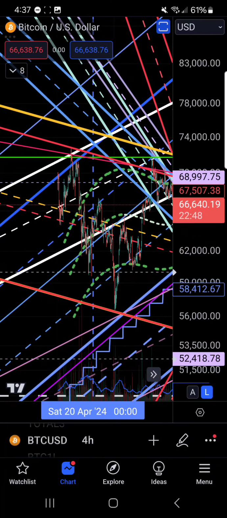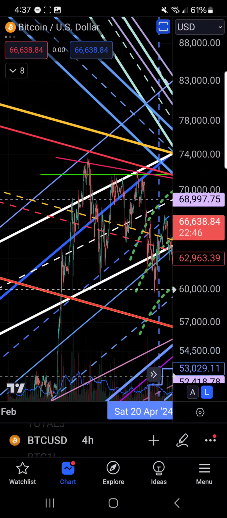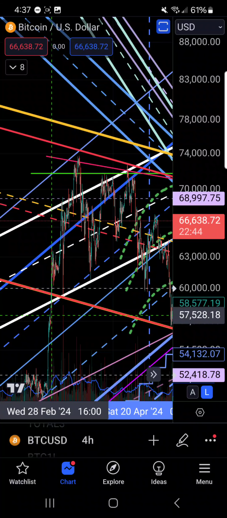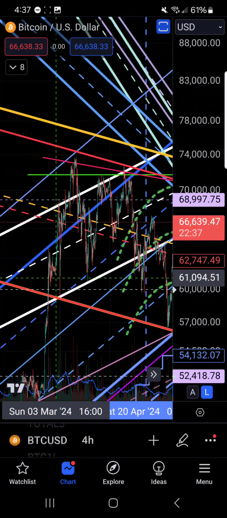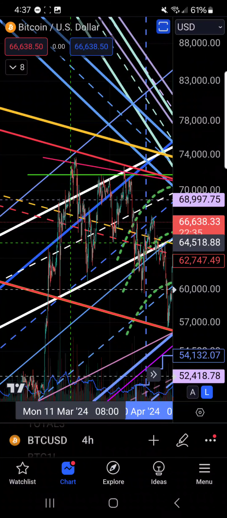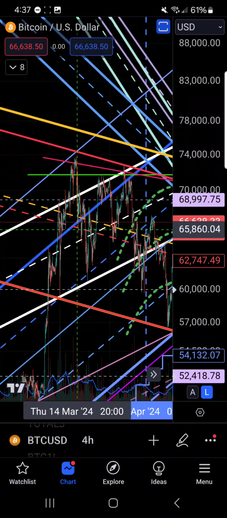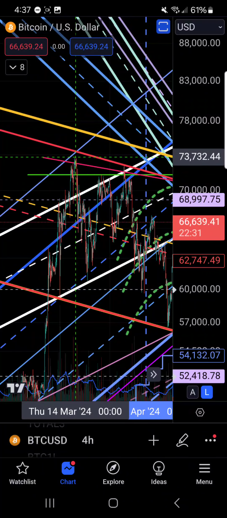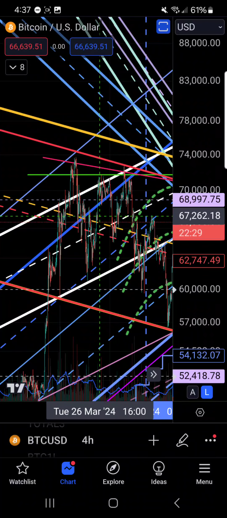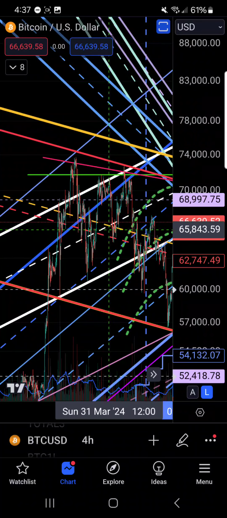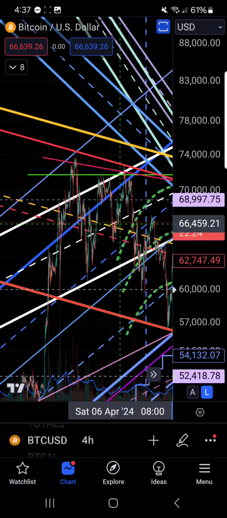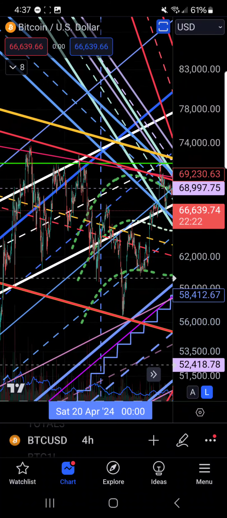This is the bull flag channel we've been traveling in since February 28th. That's when we entered this channel right here, came up past the center line to the red channel, came back down to the center line here, a lot of price action around the center line, back up to the top of the red channel.